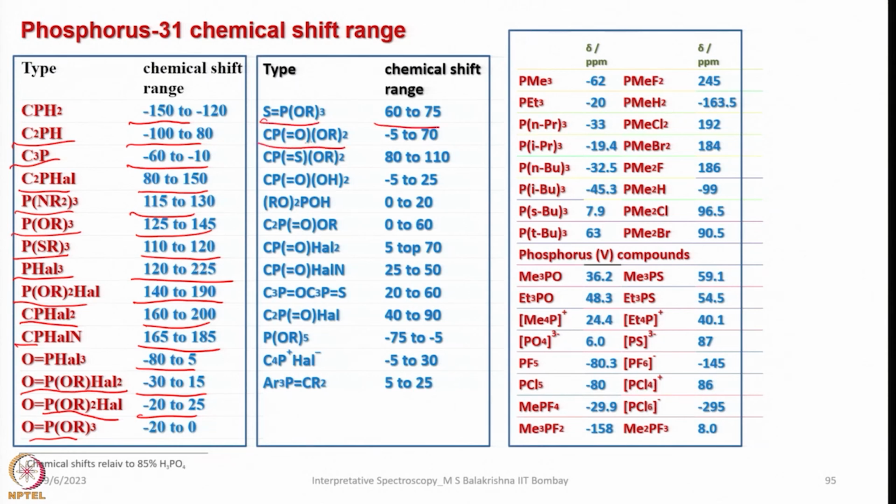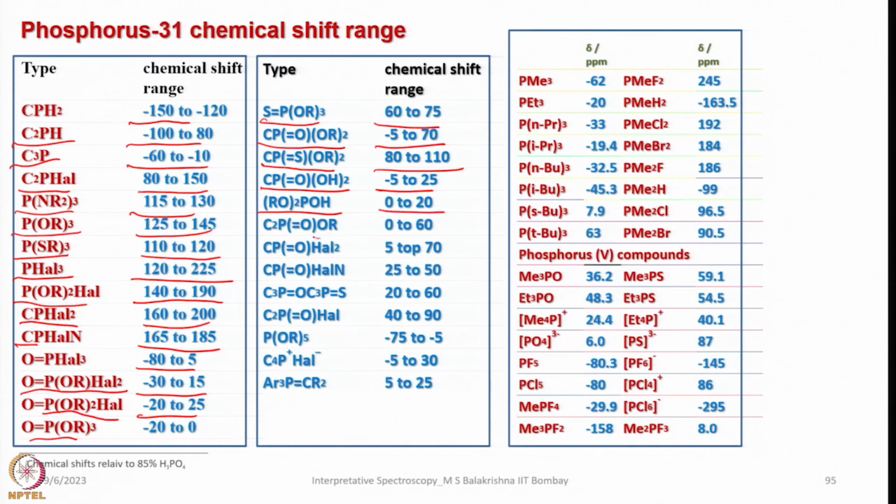And then if you have this kind of compound with OR group and C, which can be alkyl, it comes to -5 to 7. And then with OR group and S, it comes around 80 to 110. And then in case of this one, where hydroxy groups are there with one carbon, it comes in the range of -5 to 25. And then here it comes between 0 to 20.